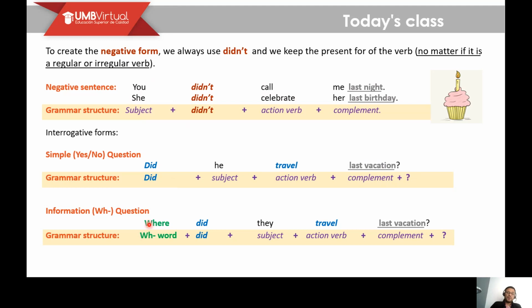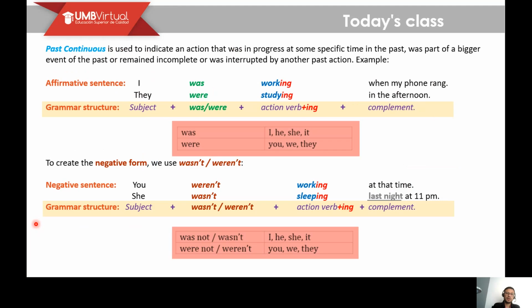Yes. We have the option to add an information question. So we keep this structure of questions and at the beginning we are adding the WH word. What could be the WH word? What, how, who, where, when, why. Those are the information questions.